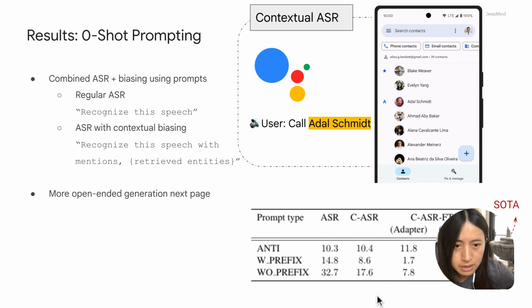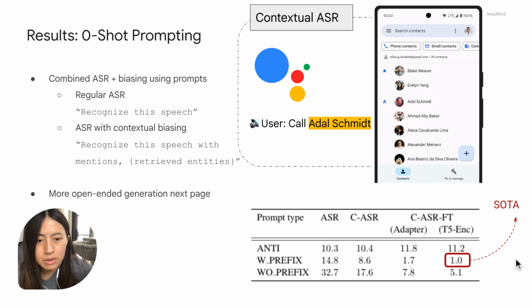Let me see if I can show more of this table. Yeah, here. So the model shows very good performance after we prompt with the retrieved entities. ASR column here refers to the regular ASR, while CASR means the contextual ASR with the biasing. Without even fine-tuning a little bit of the model, the SLM shows the word error rate goes from 14% to 8%, and then for this case, 32% to 17%.